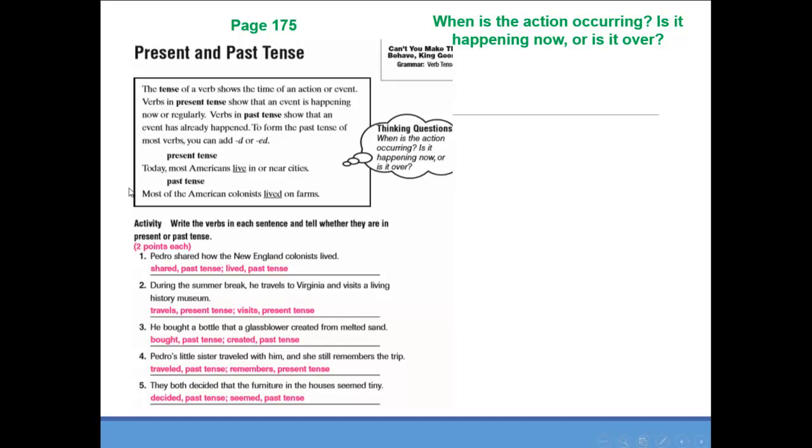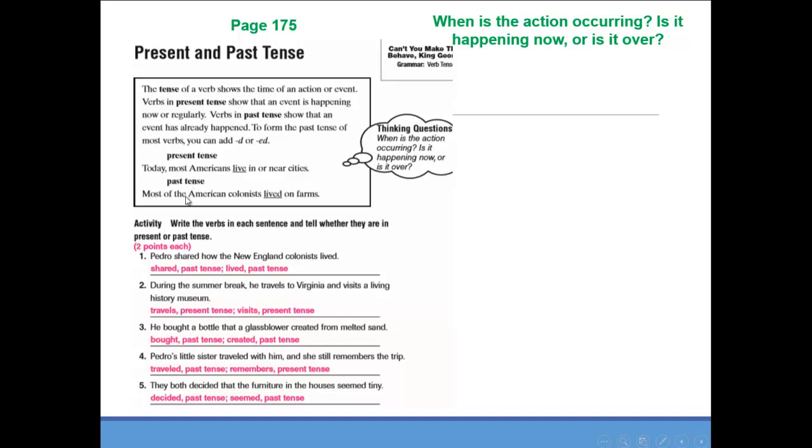For example, today, most Americans live in or near cities. Most Americans is the subject. That's why the verb live is going to be left without the s. What is the tense of the verb? It is a present tense verb.